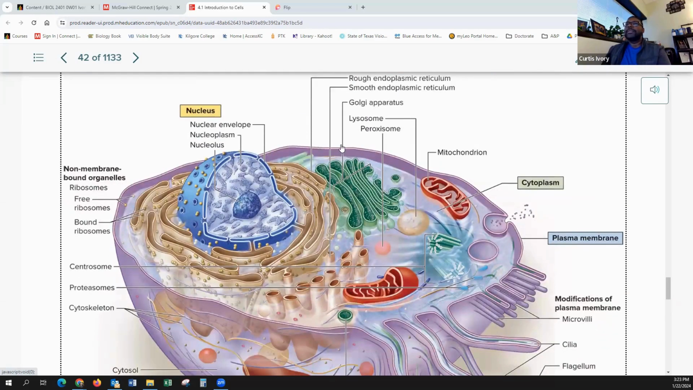The smooth ER is called smooth because it looks smooth, and it's smooth because it doesn't have any ribosomes attached to it. So it gets the name smooth ER, and that's the reason why: it just doesn't have any ribosomes attached. Smooth ER is really responsible for producing lipids, breaking down lipids, and also breaking down alcohols and steroids.